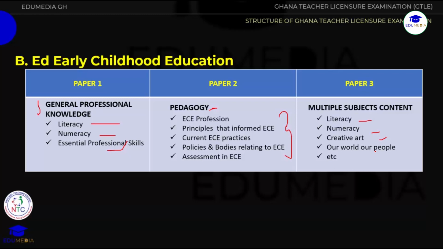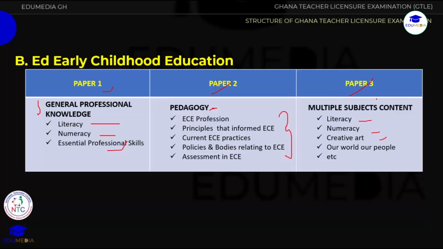So you look at things like how to narrate my family, values and beliefs, the local community that the child lives in. All these areas are part of the numeracy, and you're going to be writing the same thing under literacy. So these are the areas that you have to pay attention to if you are preparing to sit for the early childhood education. So you look at paper 1, that's the general professional knowledge. Paper 2, your pedagogy, and paper 3 is the content. So you're writing on multiple subject content.